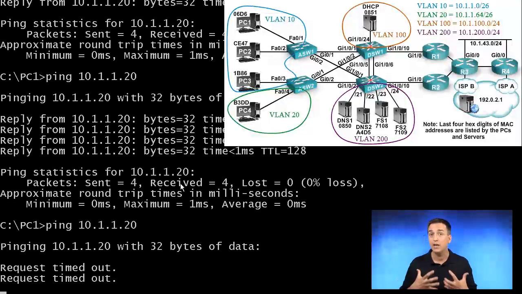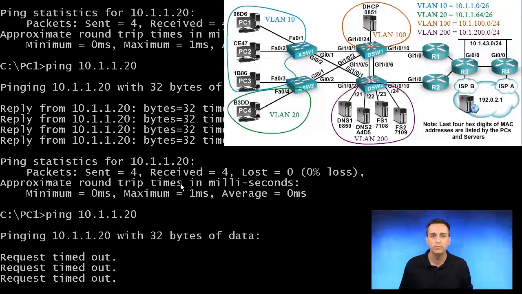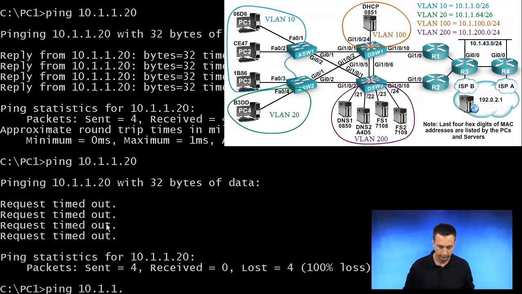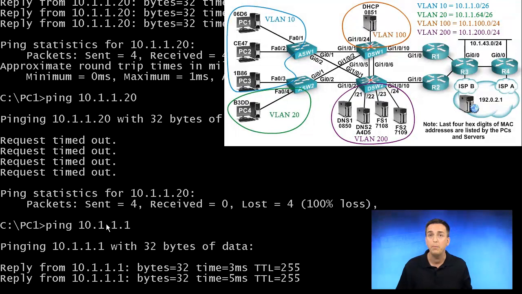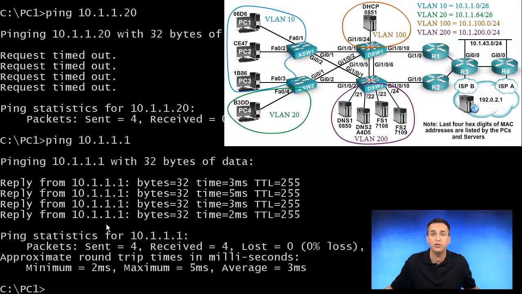But can we still communicate with our default gateway? 10.1.1.1 is our default gateway's IP address. There we go. Why? Because GigabitEthernet 0/1 and 0/2 are not protected ports. Therefore, we can successfully send the traffic between the protected port and the non-protected port. But between protected ports, nope. All traffic has been suppressed.